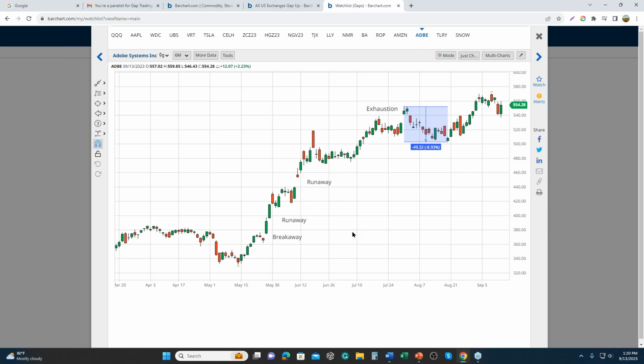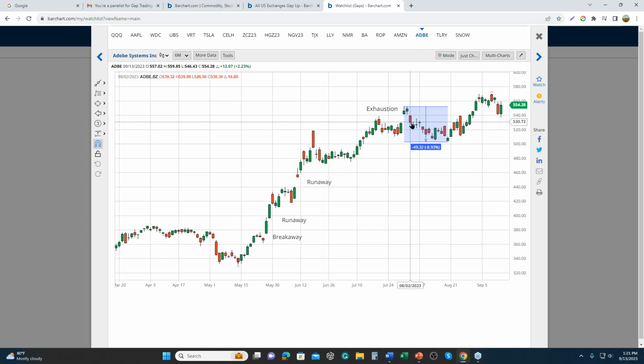So here's Adobe, and you can see our breakaway down here, then runaway, right? 2 runaways, and then we get that exhaustion gap. Of course, it's difficult at this time when this gap was created for us to say that this is a runaway gap or a breakaway gap. But what we can see within 2 days, price comes back and fills that gap. So that would be an exhaustion gap.